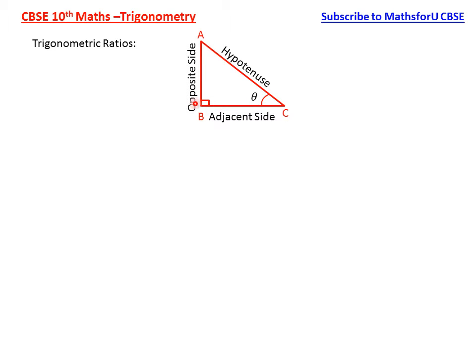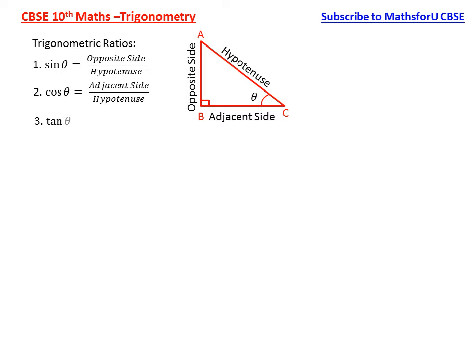Now here we have taken 90 degrees at B and theta angle at C. So opposite to theta is the opposite side, the biggest side of the triangle is the hypotenuse, and the third side will be the adjacent side. Now sin theta is defined as opposite side by hypotenuse, and cos theta is defined as adjacent side by hypotenuse.